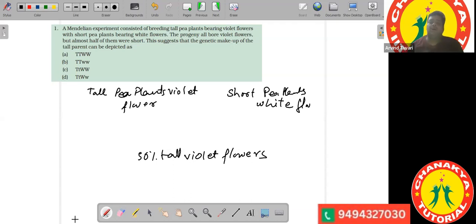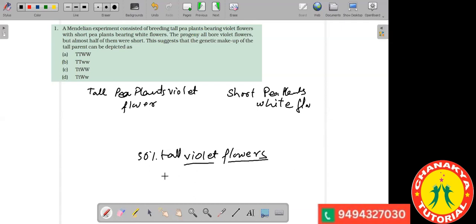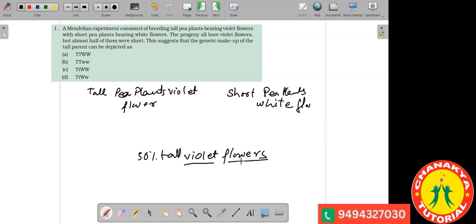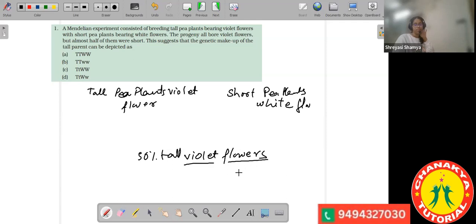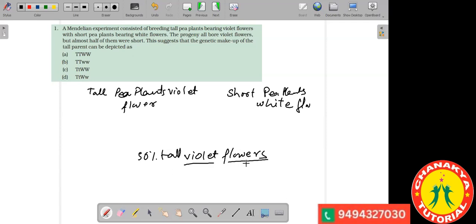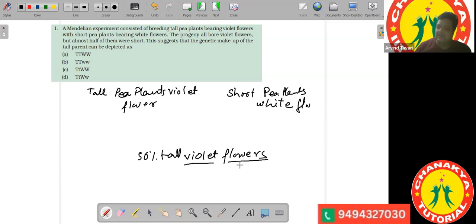First of all, in what situation can we have all the violet flowers? Under what situation? Sir, both will be capital W. Both will be capital W only? Here the parent can be capital W and small w also, right?